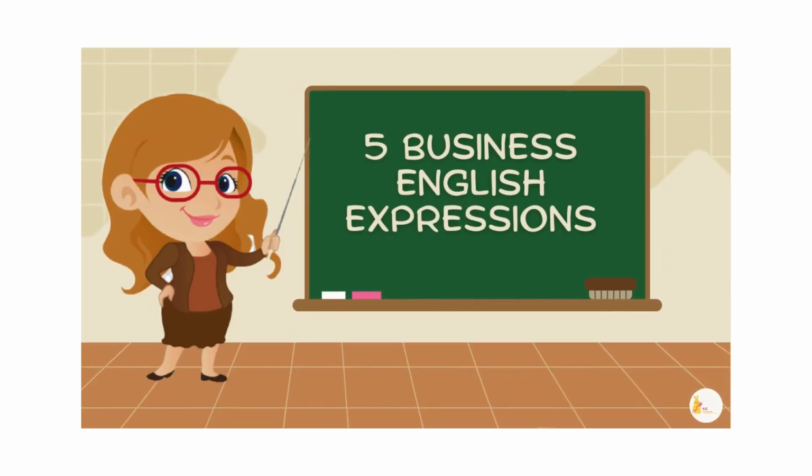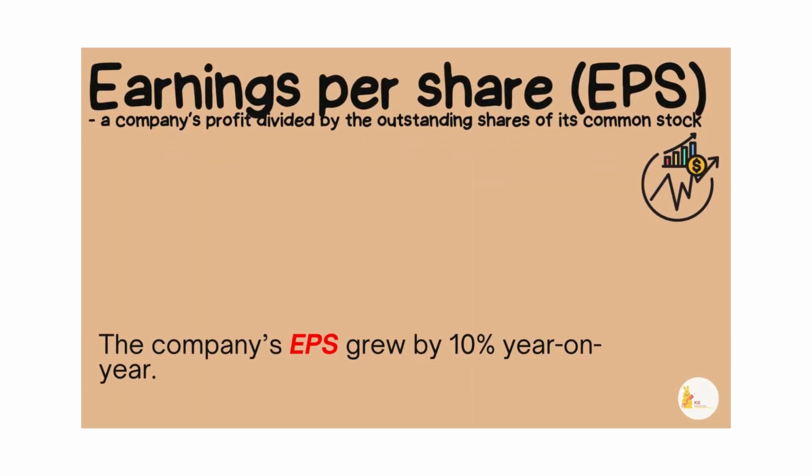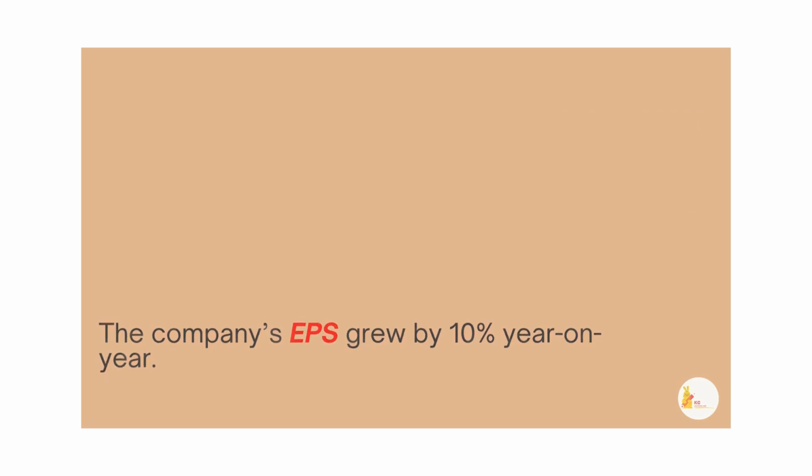Welcome to day 84. Number 1, earnings per share or EPS. Please repeat. Earnings per share or EPS means a company's profit divided by the outstanding shares of its common stock. Example: the company's EPS grew by 10% year on year.